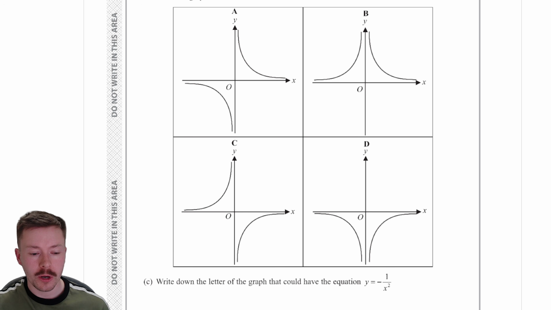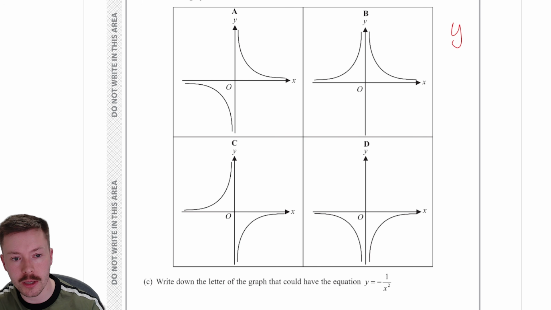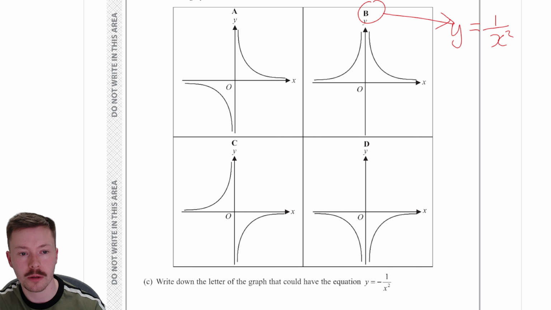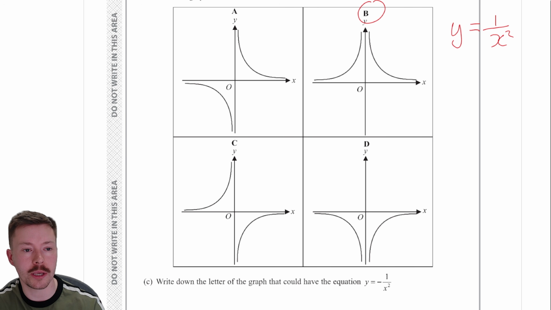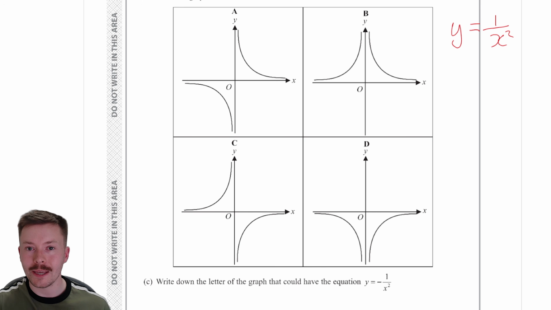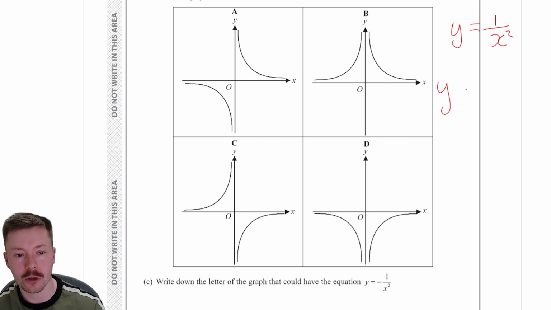These are reciprocal curves, 1 over x. Now, what you may want to think about with these is transformations of graphs. If we had y equals 1 over x squared, that would make everything positive, okay? So we would end up with b. But we haven't got that. We have got y equals minus 1 over x squared, okay? So what we'd want to do is to think about our transformations.